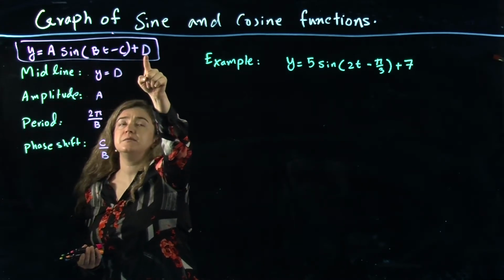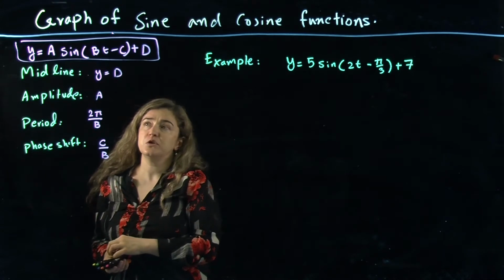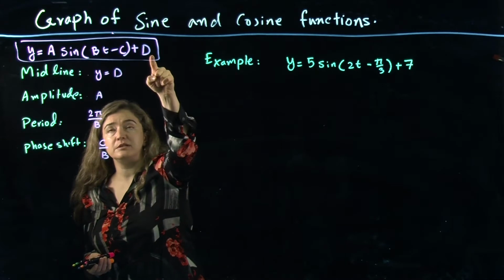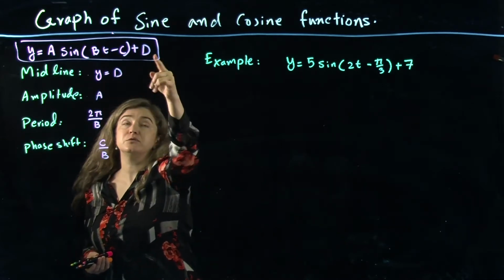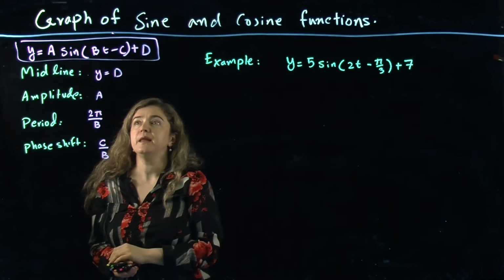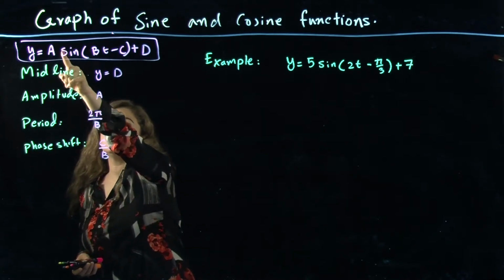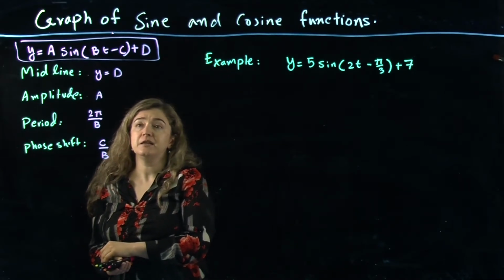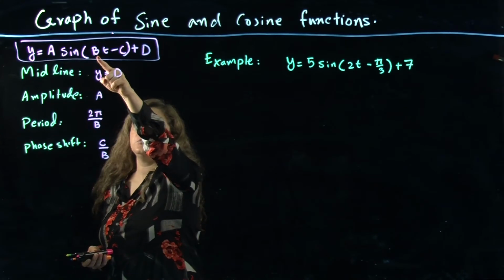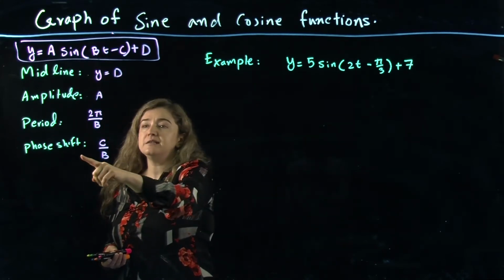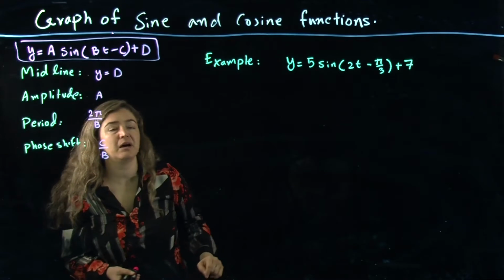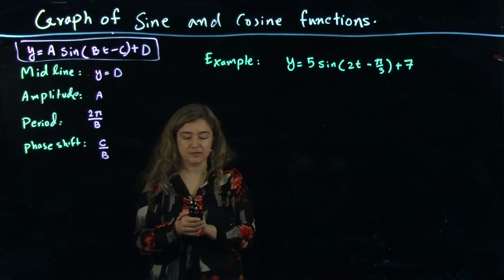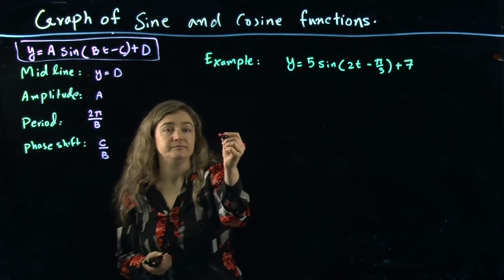Now, if I want to graph a function of a sine of bt minus c plus d, it's nice to notice that the midline is just the vertical shift, y equal to d. The amplitude is what multiplies just the sine part. And then the period is 2 pi divided by what multiplies t. And the phase shift is c divided by b. How do we graph such a function? So let's see.